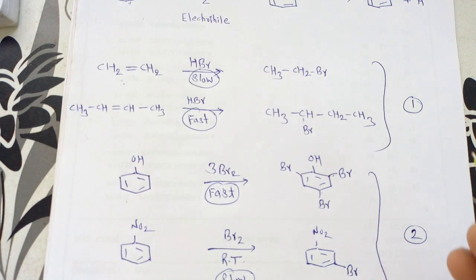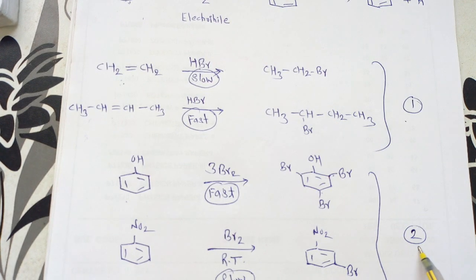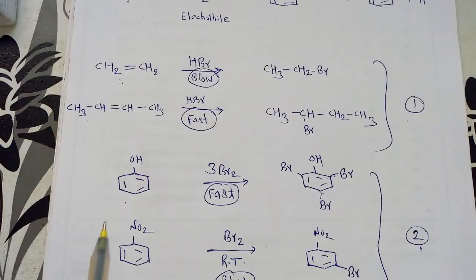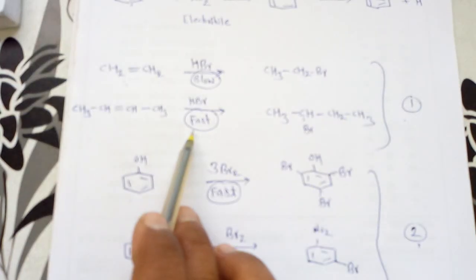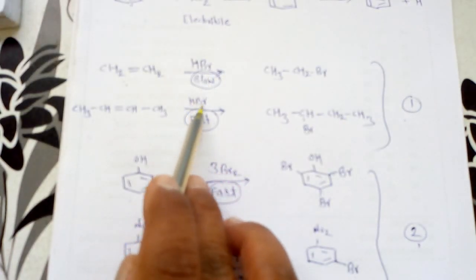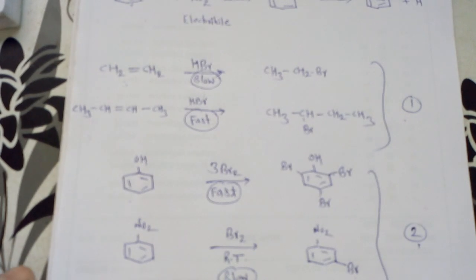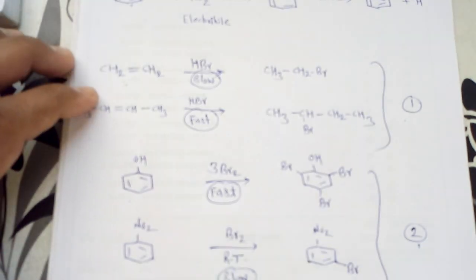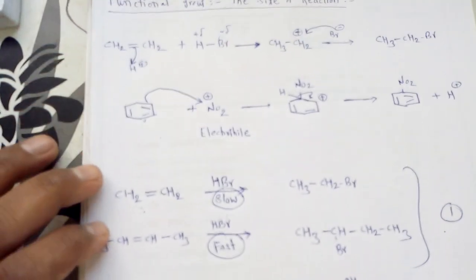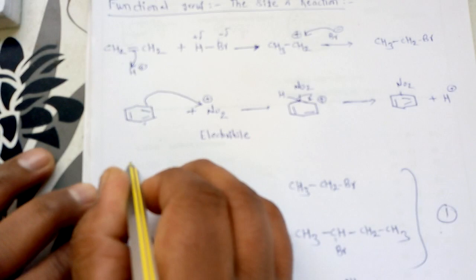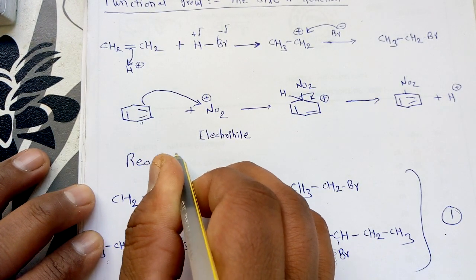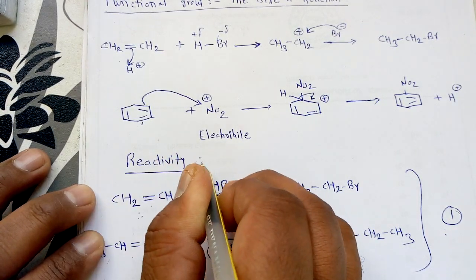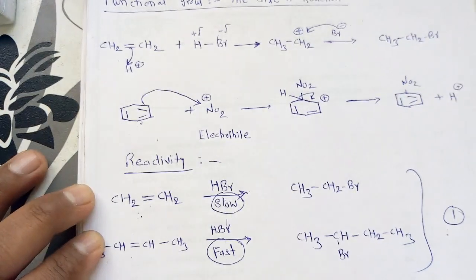Now if we consider the first case and second case, no doubt in both these cases the compounds belong to the same family, even though they differ in their rate of reaction with a similar type of reagents. So what is the reason? This type of study is called the reactivity of molecules.